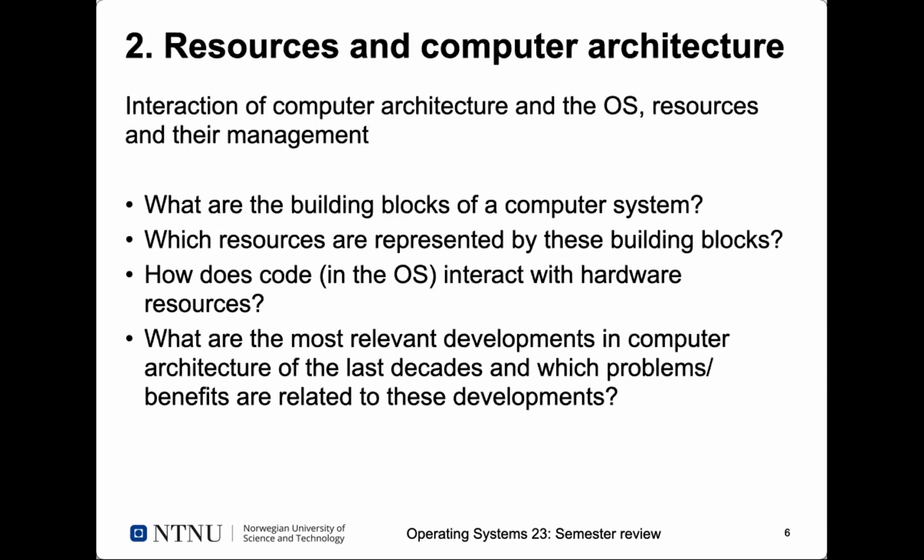So the first real important content was about resources and computer architecture. So we talked about the interaction of computer architecture and an operating system. We talked about what a resource is, how to manage resources, and what the operating system has to do with it. So I expect you to have a general knowledge of computer architecture. So you should know what a CPU is, what a RAM is, what a character and a block IO device is, what a bus is. So in general, the building blocks of a computer system, how they interact.